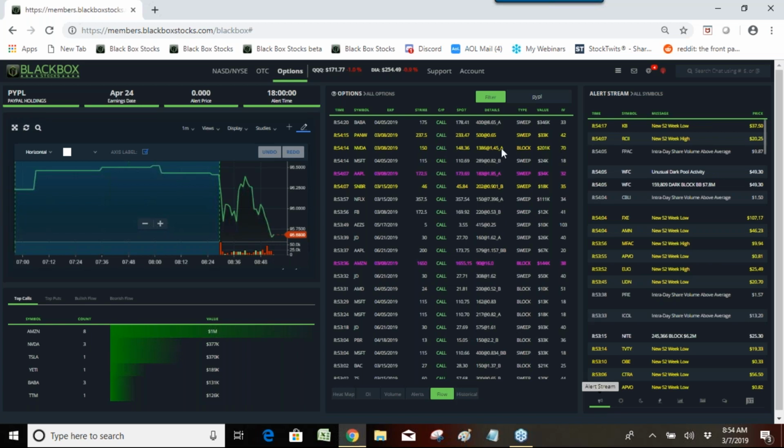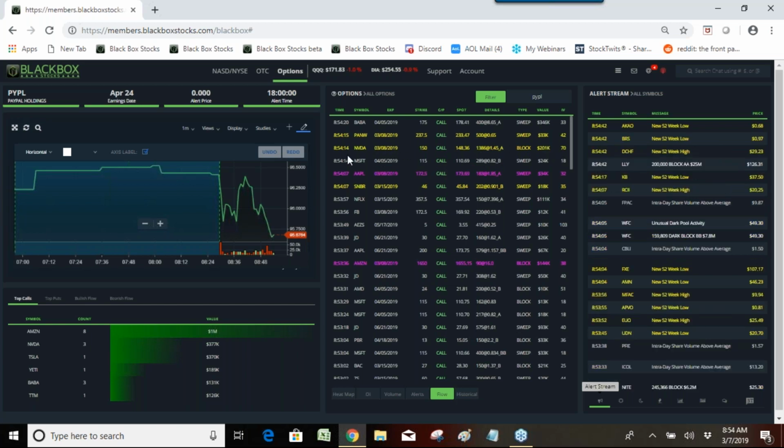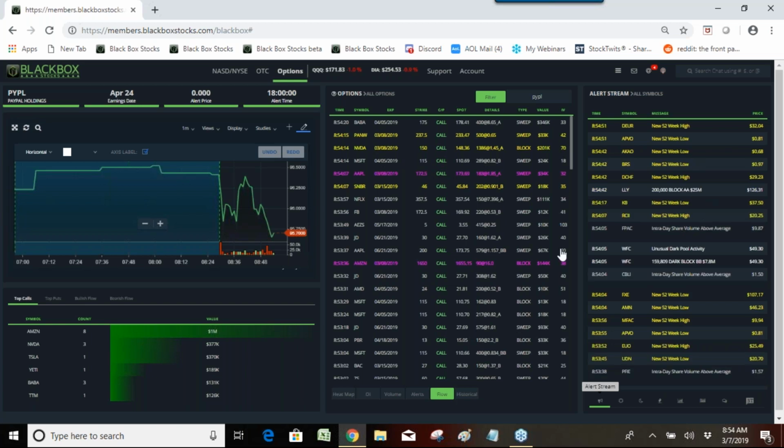NVIDIA, this one's interesting. Although it's a block, if that was a sweep, that'd be really interesting to me. But it is yellow. It's an opening transaction, so it makes it still interesting. But if that was a sweep, that'd be something I'd be really, really looking at. Really want to see BPTH come unhalted and see what happens there. So PayPal, we did have those 3 yellows that expire tomorrow. Keep an eye on it.